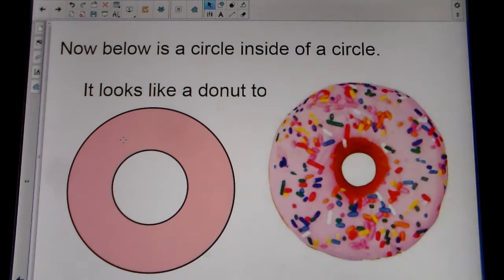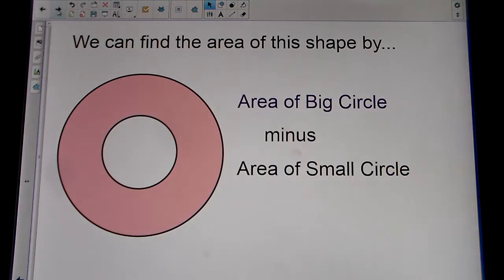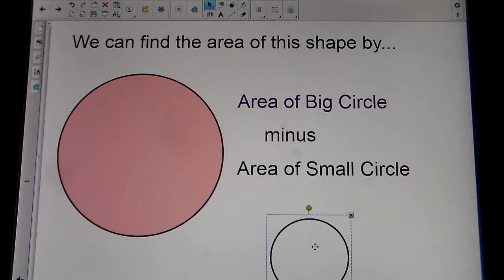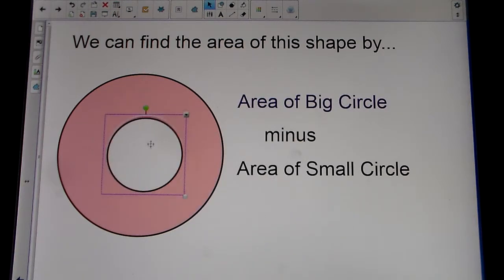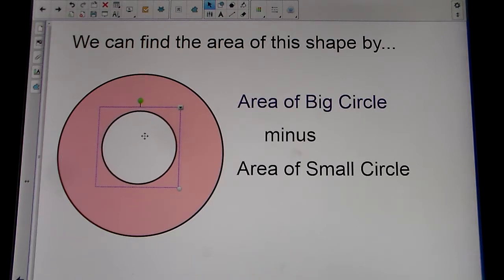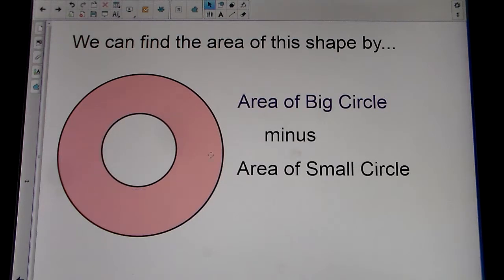Our goal is to find the area of this pink shaded region. That's going to be our goal for these upcoming slides. So to do that, we first find the area of the big circle. The big entire circle, meaning without that, we're finding that area of the pink circle. Then we're going to subtract the area of this little circle. And now it gets the area of this pink.